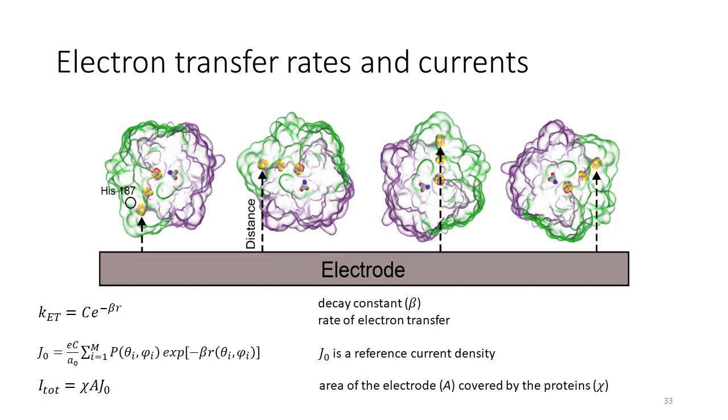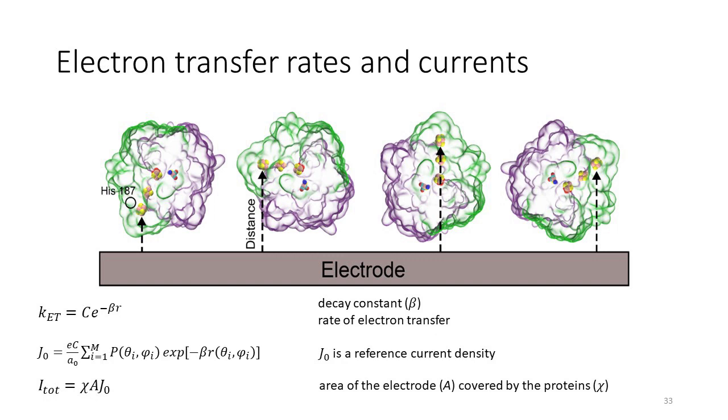So in order to model the transfer of the electrons, I considered that the transfer of the electrons is going to decrease proportionally to the distance. So I just measured the distance between this external iron-sulfur cluster and the surface of the electrode, and with that I calculated the electron transfer. After I calculated the electron transfer, I calculated the reference current density for the determined orientation. And finally, with this information, I can calculate the total current, considering that I already know the coverage of the protein, the area, and the reference current. So with that, I can obtain the total current for the experimental conditions that I am testing.